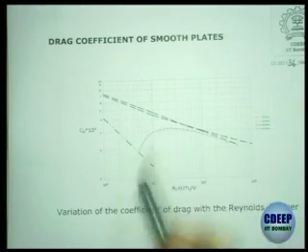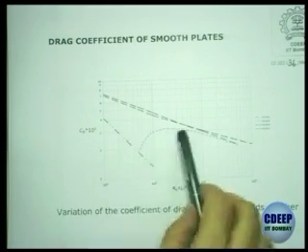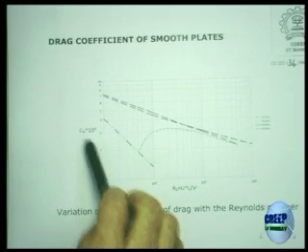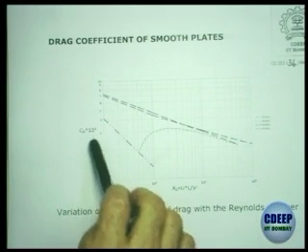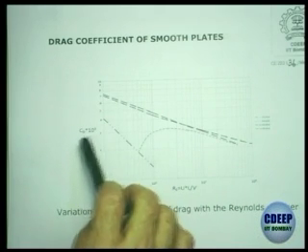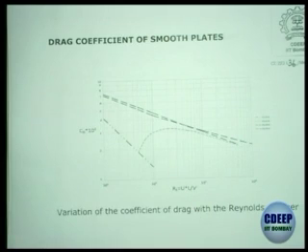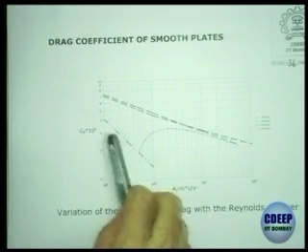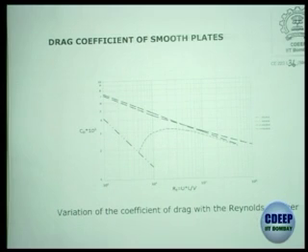So, from this graph, you will be able to predict what is the value of CD. And it is CD because it is a small quantity, while plotting, you are plotting really CD times 10 to the power of 3. So whatever value you read here, CD will be equal to this value divided by 10 to the power of 3.